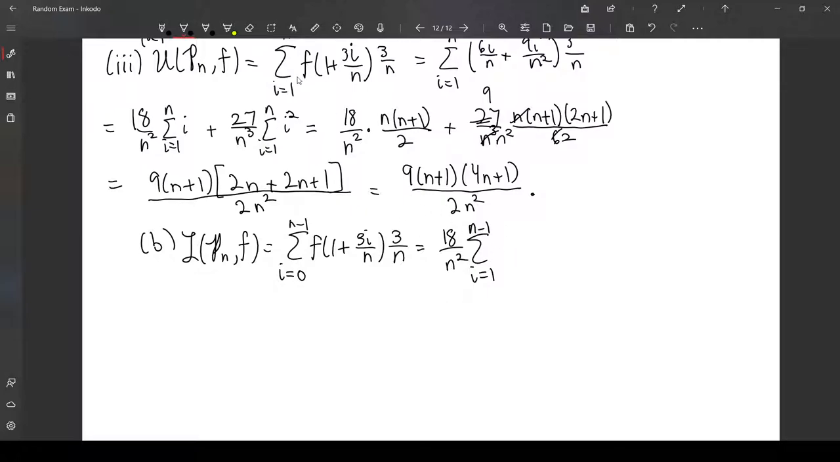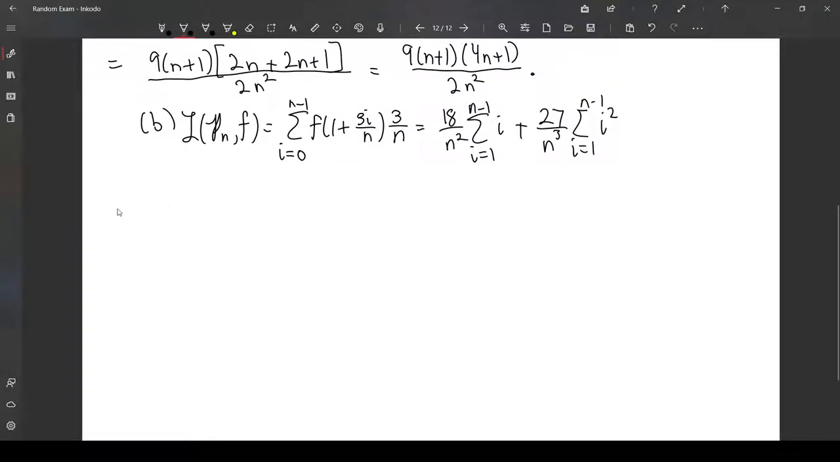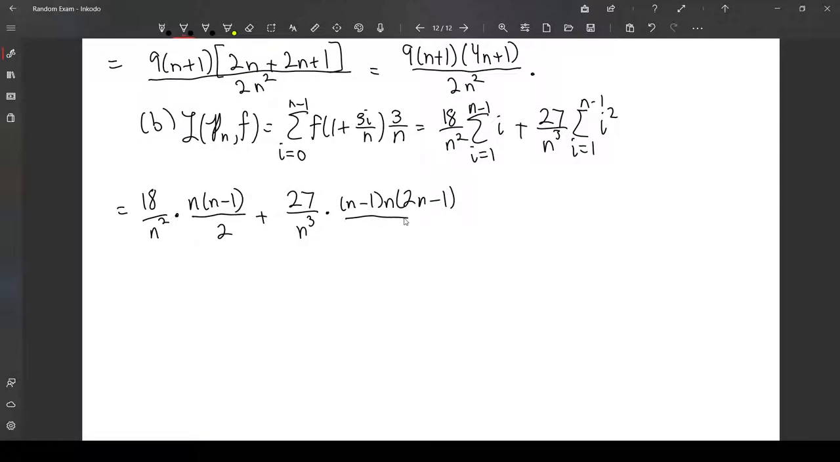And then I'm just going to plug n minus 1 into the formulas. So we get the sum from i equals 1 to n minus 1 of i squared here. And so this is 18 over n squared times n minus 1 over 2 plus 27 over n cubed times n minus 1 times n times 2n minus 1 over 6.